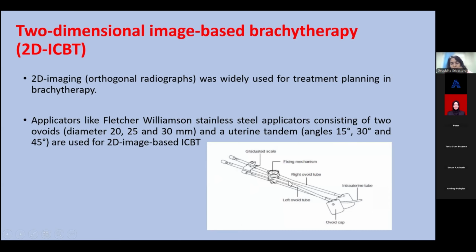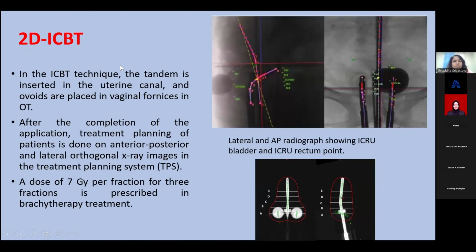So this is a figure of a Fletcher-Williamson applicator where there are two ovoids, this one left and right, and in the center here is a tandem which is placed into the uterine cavity, and these two ovoids are placed into the vaginal fornices for the treatment purposes. And the radioactive source will move through this applicator to deliver the radiation to the tumor. So, like I said, orthogonal images are used for the planning purposes here.